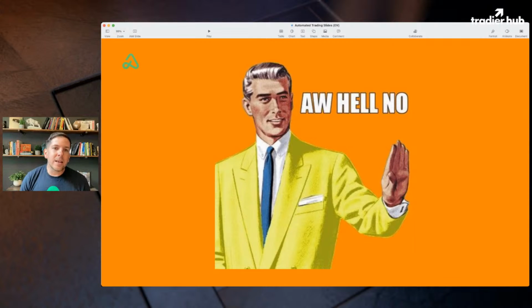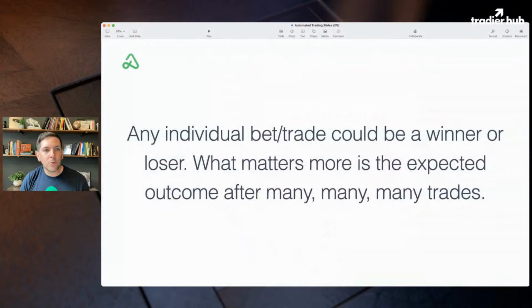Expected value is a calculation based on lots and lots of occurrences, not based on one single binary random outcome or even a string of outcomes. And so how do we prove this? Well, we prove this by figuring out that every single bet could be a winner or loser. And what matters is the expected outcome, the future outcome of many, many trades.